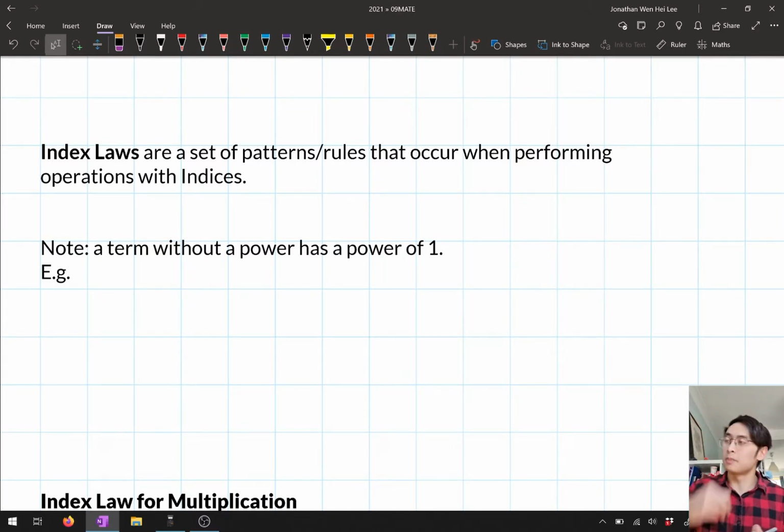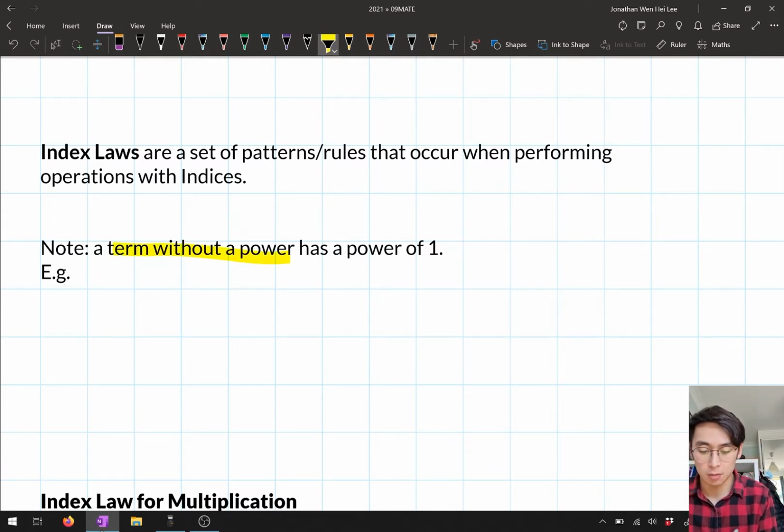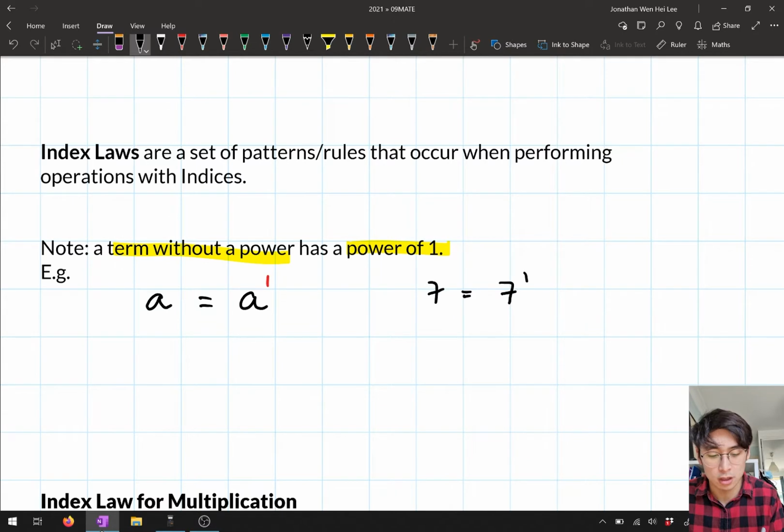So a quick note before we begin. A term without a power has a power of 1. So for example, if you ever see a number or a letter by itself, so a number or a pronumeral, let's say for example A, that's written by itself. I didn't say this last lesson, but actually this can be written as an index. This is actually A to the power of 1. So if you ever see a number or a letter by itself, it just has a hidden power of 1. So for example, if I have 7 just by itself, that just means I have 7 to the power 1. And that's going to be really important for us when we actually apply these index laws in a moment's time.